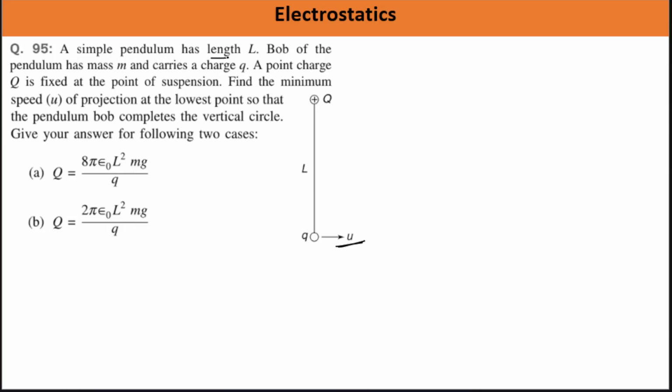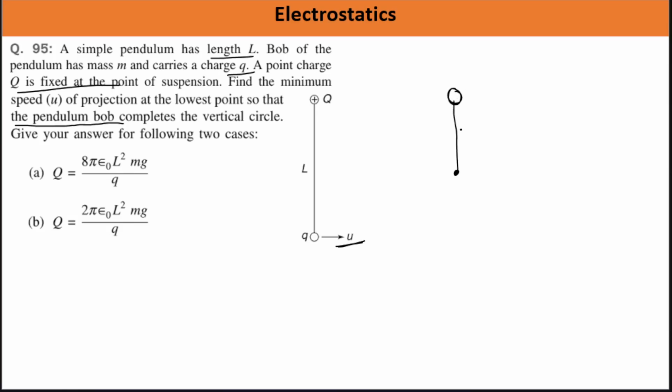A simple pendulum has length L, bob of the pendulum has mass m and carries a charge q. A point charge q is fixed at the point of suspension. So at the point of suspension there is charge q. Find the minimum speed of projection at the lowest point so that pendulum bob completes the vertical circle. अब देखो complete the vertical circle के लिए dangerous position यही है, so हम इस position की ही बात करेंगे.